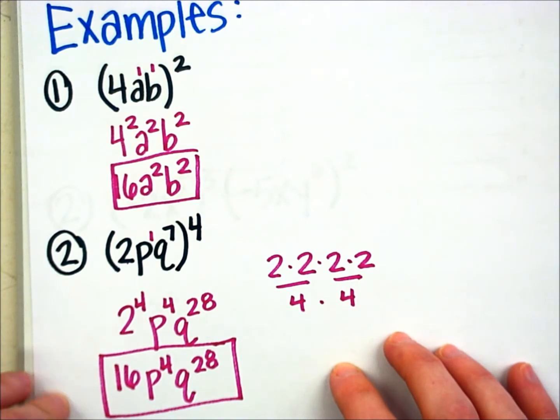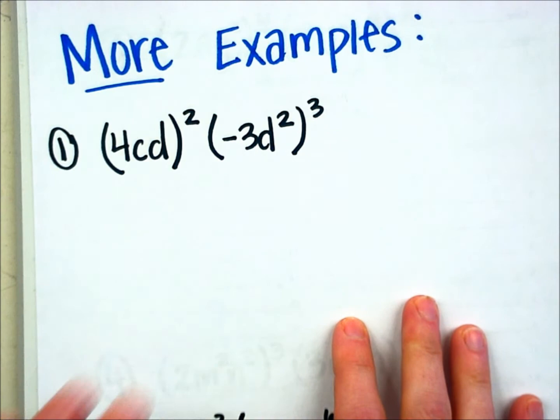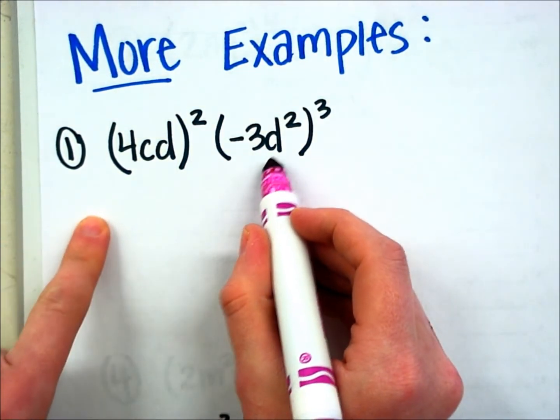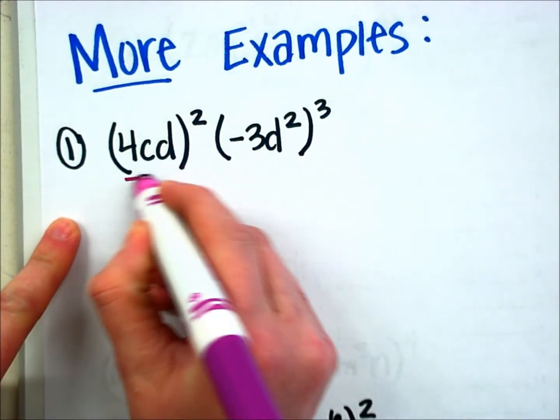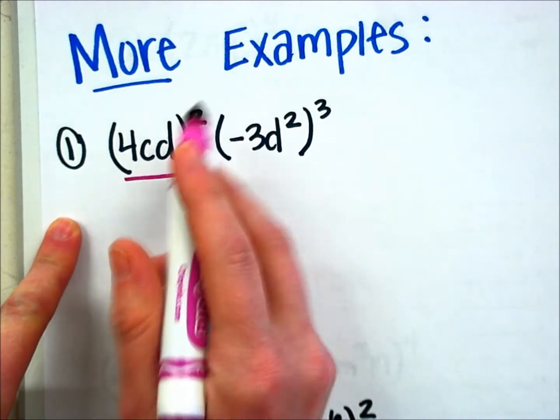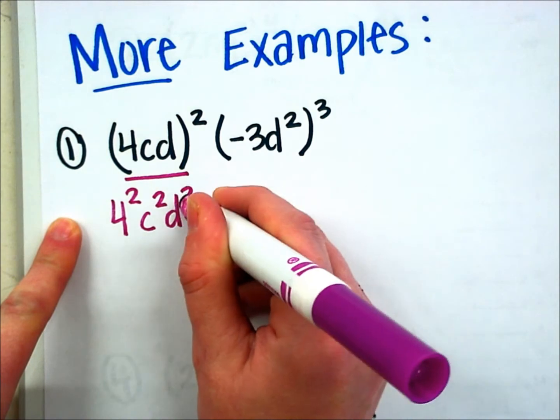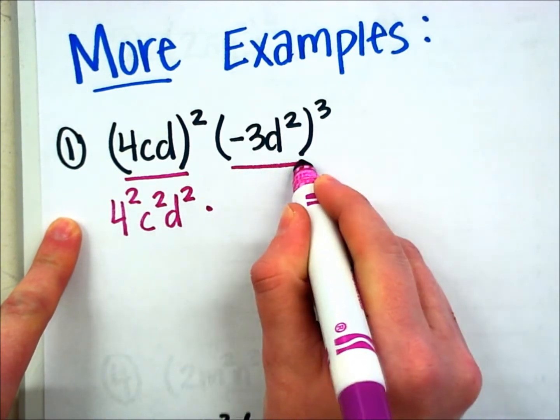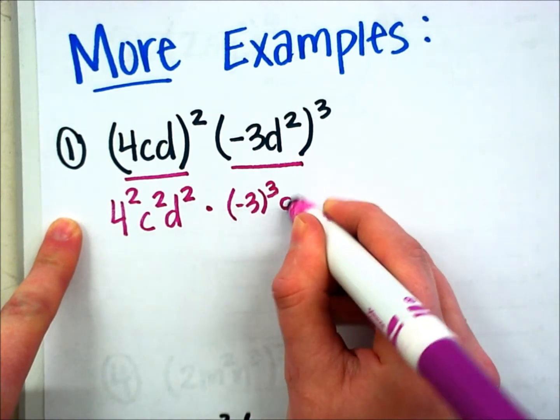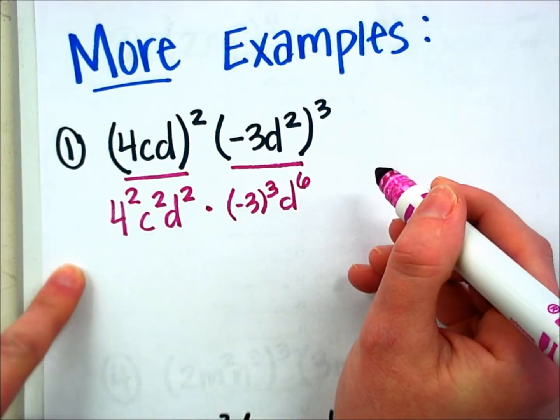Okay, let's do another example. This time we have (4cd) all squared times (-3d²) all cubed. First, I'm going to take this set of parentheses and square everything inside of it. So that would be 4 squared, c squared, d squared. And now I'm going to take this set of parentheses and cube everything. So that's -3 cubed, and that would be d to the 2 times 3, which is 6th power.